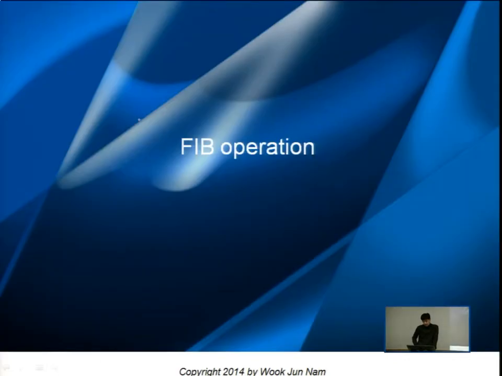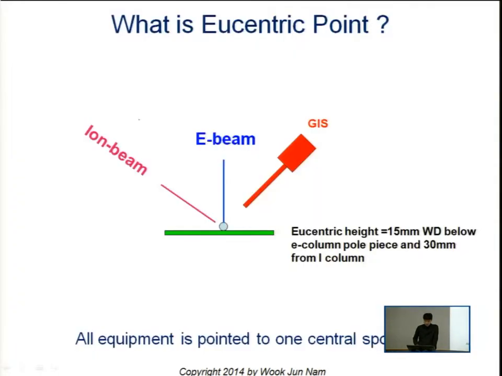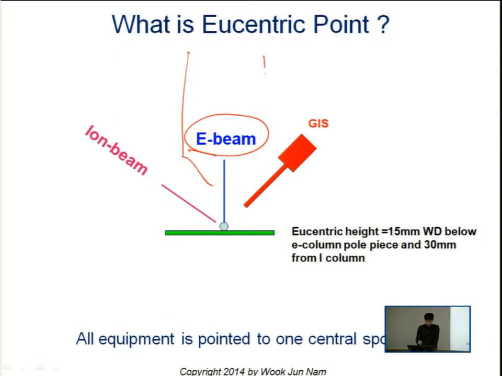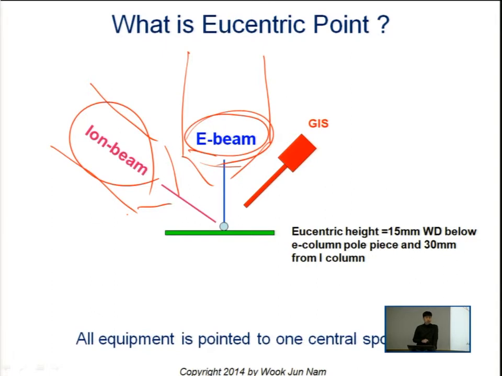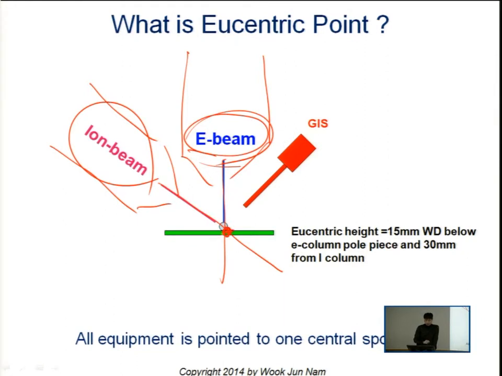So we can see much wider areas, and we can work much more easily with this big screen. So let's talk about how to operate the focused ion beam. As I just mentioned, there is one column for the electron beam and another column for the ion beam. But to use the electron beam and ion beam together, their focal points should match. We call the focal point which has the same focus the eucentric point.